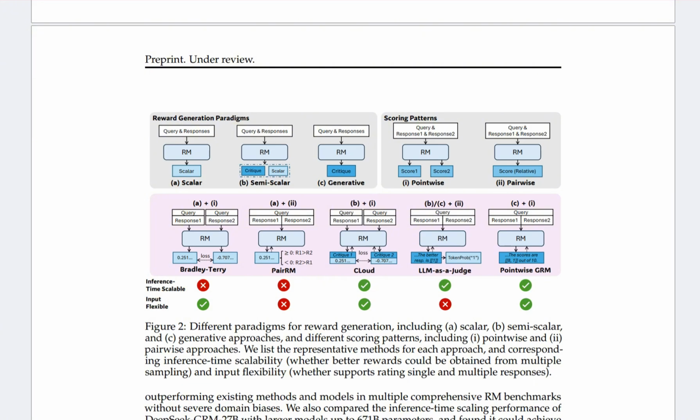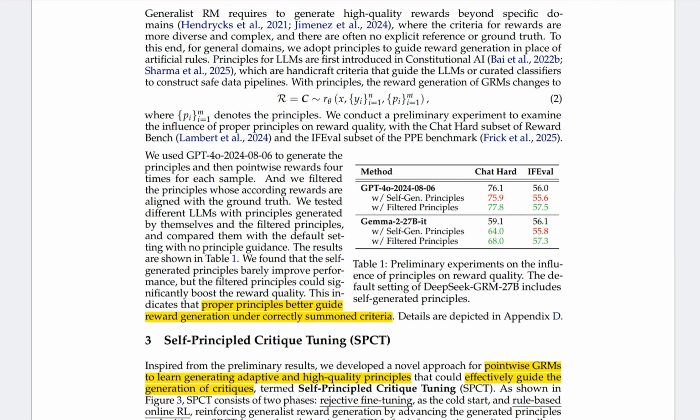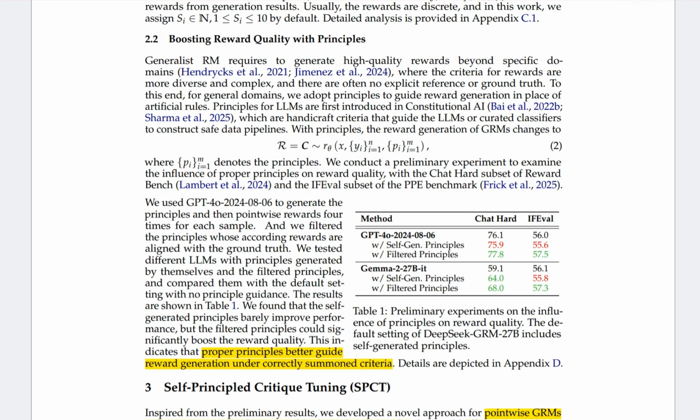Next, they discuss this question: should we provide a set of principles before evaluating? In other words, if you provide a series of evaluation principles and then score based on those, would the results be more accurate than if you just gave an evaluation and score without any principles?